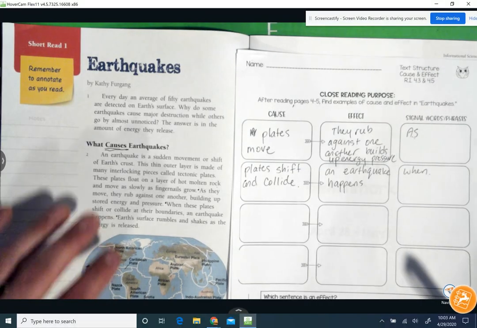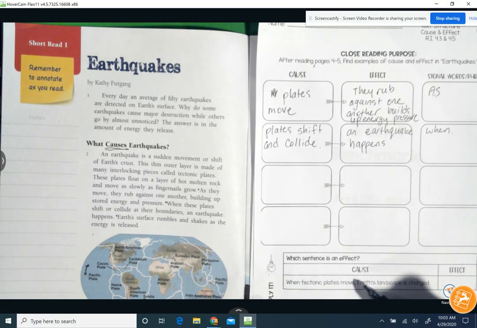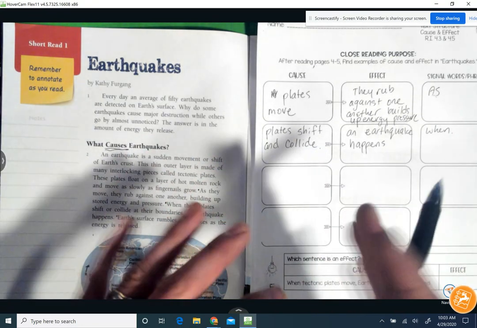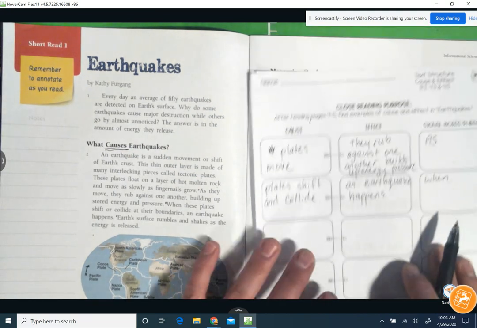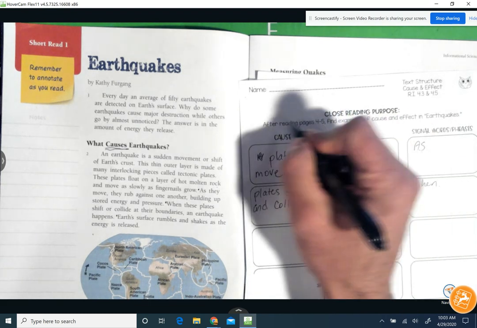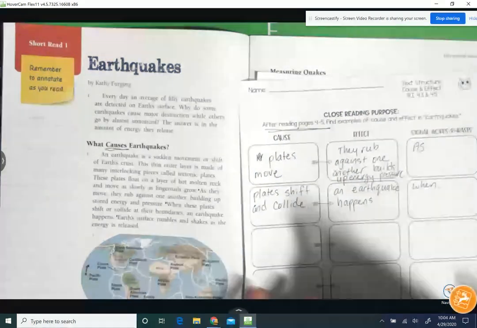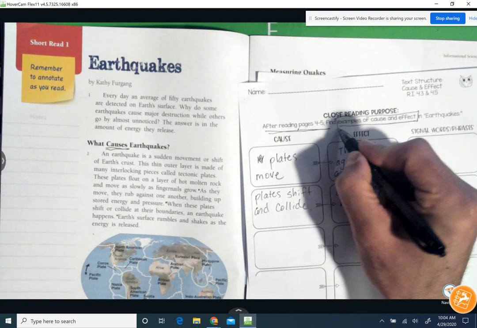But let me first leave you with this. One, I want you to go through and find two cause and effect relationships within the pages here, pages 4 and 5. What's your purpose? Well, you're going to be reading pages 4 and 5. And why are you going to be doing that? To find examples of cause and effect.